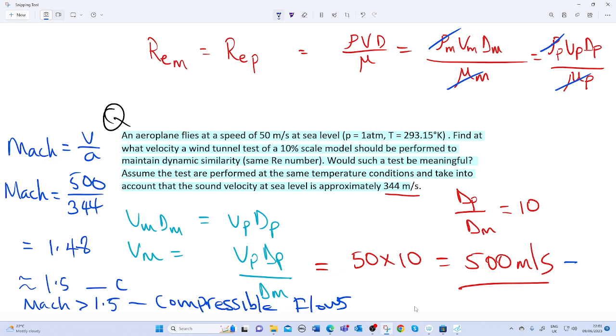So therefore, the test might not be meaningful. So the answer is no, because it's against the physics of incompressible and compressible flow. So the test will not be applicable here.